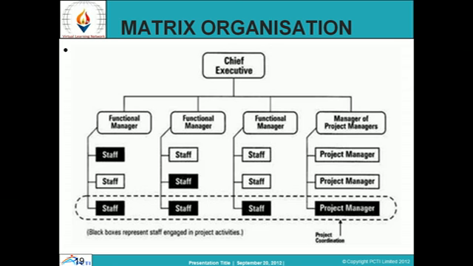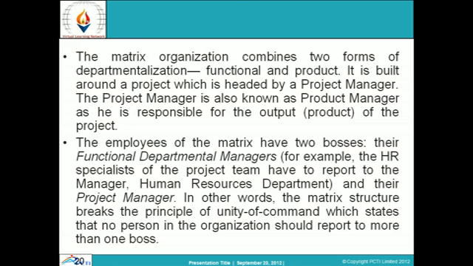Another is matrix organization. Matrix organization basically includes, like, a chief manager heading functional manager 1, functional manager 2, functional manager 3, and a project manager. Functional manager is heading the team of staff. Every manager is holding a team. So this sort of organization of the people is called a matrix organization.